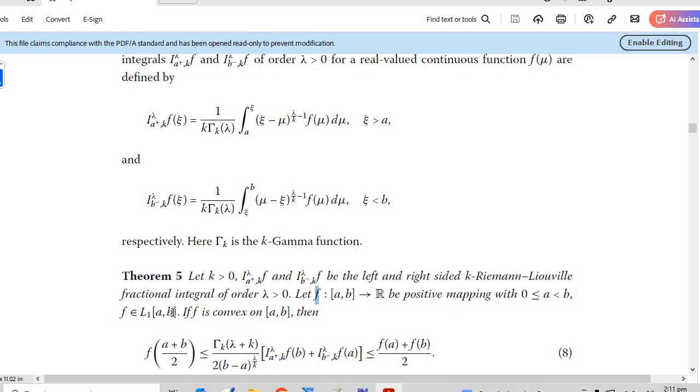f belongs to L1[a, b], and if f is convex on the interval [a, b], then we have the inequality given in 8. Our purpose is to prove inequality 8. This is the Hermite-Hadamard type inequality, which states that f of (a plus b) by 2 is less than or equal to the central term, which is the average of the integrals, here replaced with the average value of the Riemann-Liouville fractional integral, and that is less than or equal to the average of the values of the function over the interval [a, b]. We want to prove this.